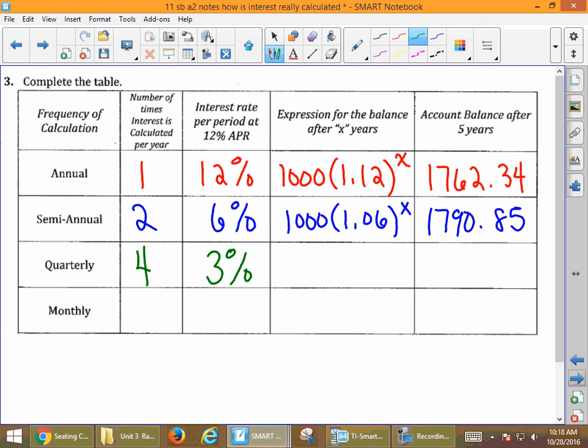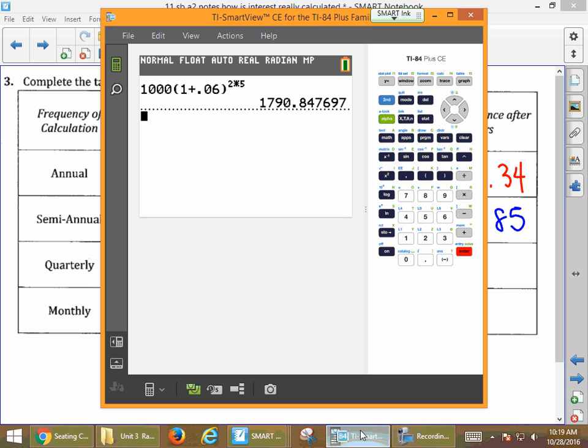So we're going to take 1,000, and this time it's going to be 1.03 to the x. We got to type this one in. 1,000 times 1 plus 0.03 to the 5.